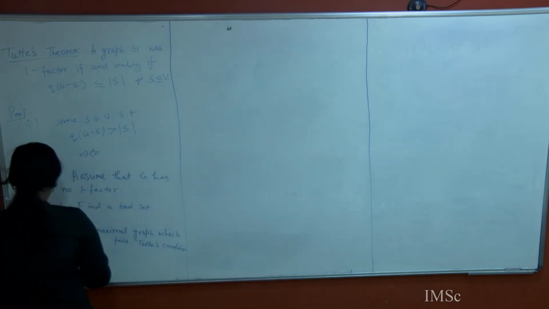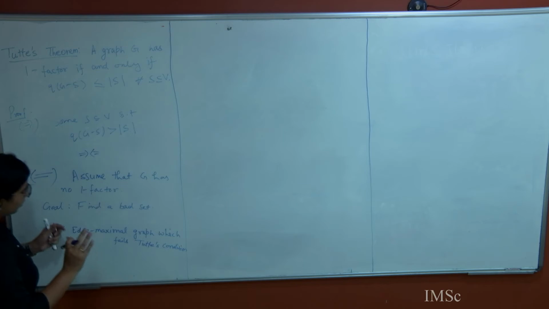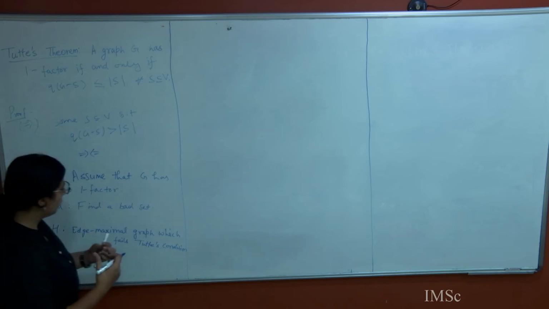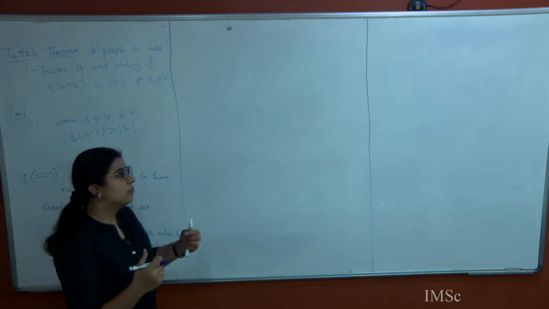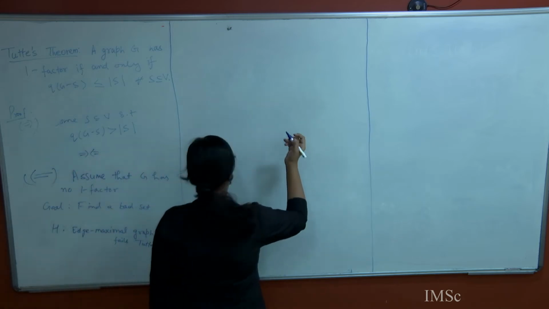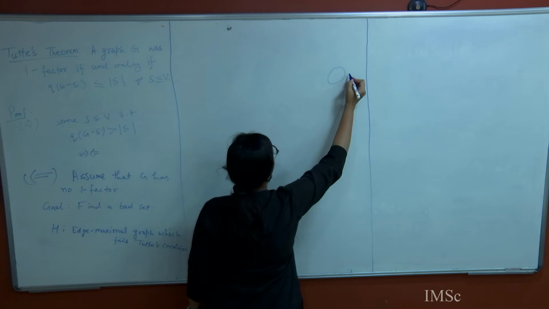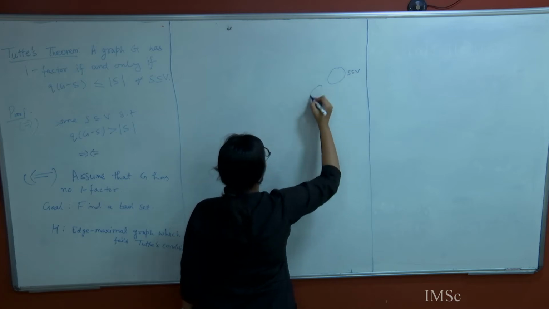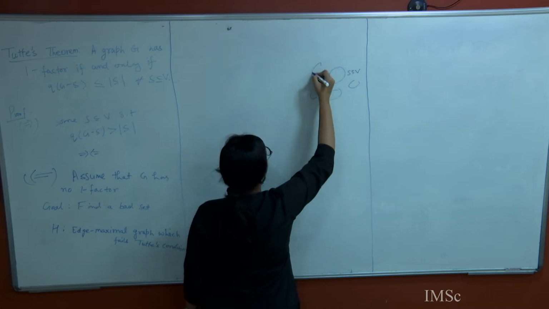Now, in such an H, we want to look at how a bad set would look. So you have some set S, which is a vertex subset, and you have these components.